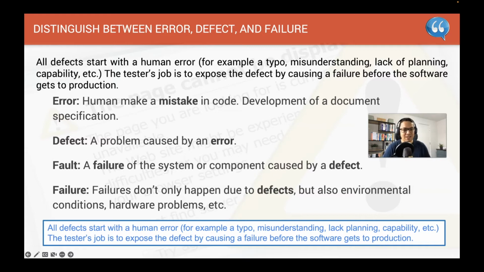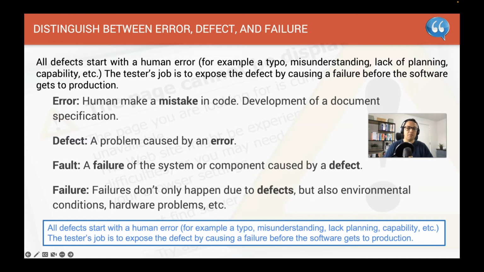Error, defect, and failure. Try to think in the order of sequence that things happen. Always start from a human error. So associate error with human. That's a good tip there. Humans could mistype something. They could have a misunderstanding, or a lack of planning, or even capability. So that's the human error side of it.